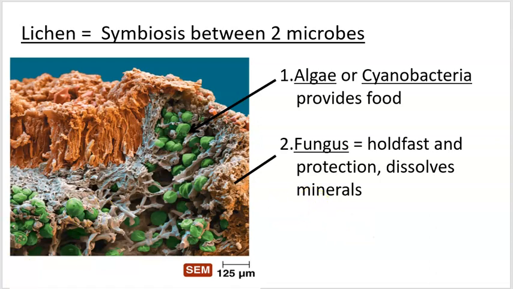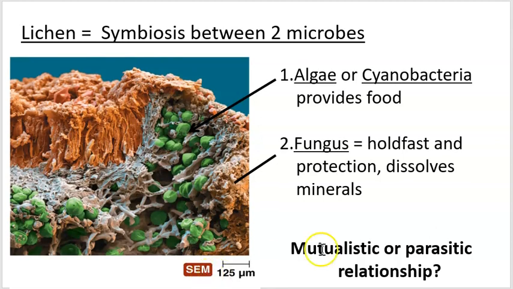So if you have a lichen growing on a rock, the fungus component of it is actually going to be breaking that rock down. And in general, the algae or the cyanobacteria can survive on their own, but the fungus is really dependent on the algae for growing there. And this has led to a sort of debate: is this a mutualistic relationship where they're both benefiting, or is the fungus actually a parasite?